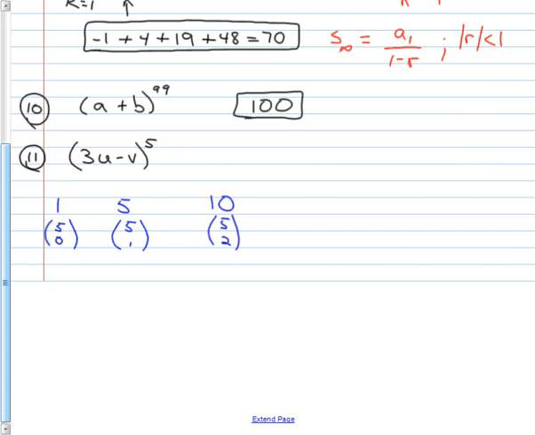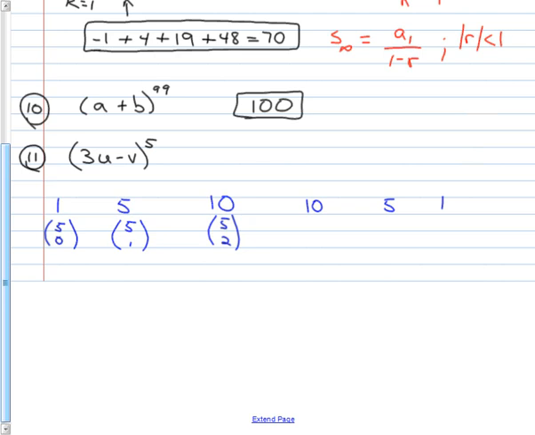Now, I could keep on doing 5 choose 3, 5 choose, but I'm going to use one of those patterns. Since it's to the 5th power, how many terms are there? 6. I have the first half already done, so I know the second half is symmetrical. 10, 5, 1. So 1, 5, 10, 10, 5, 1.